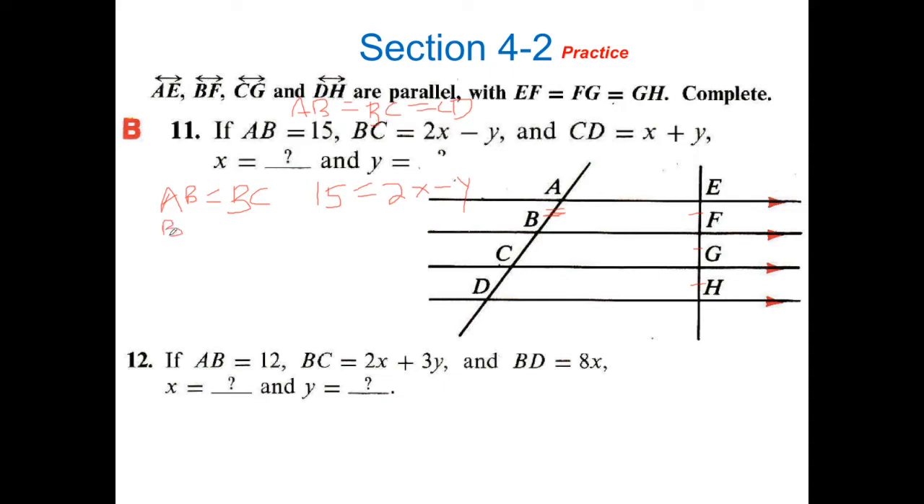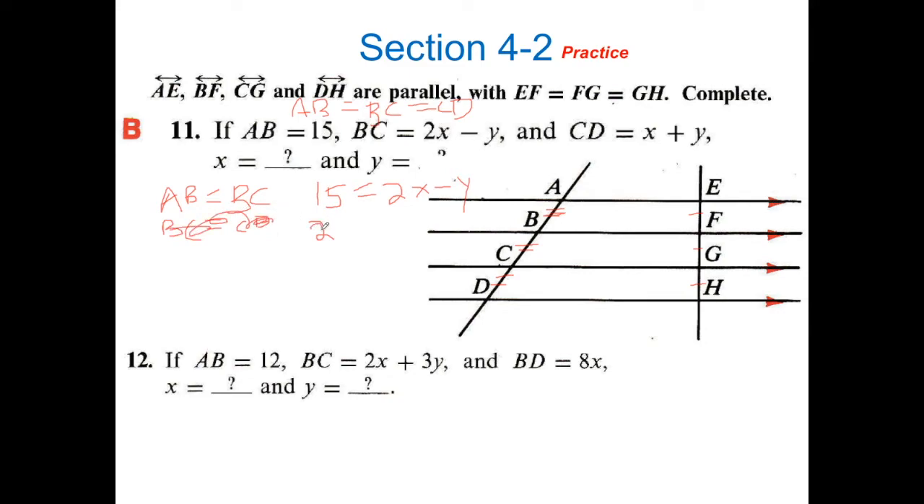And then we can set up another relationship here, that BC equals CD, and BC is 2x minus y. In fact, you know what? I've got an easier way for you. Check this out. Because BC equals CD, these are all equal to each other. So I've got an easier one for you.